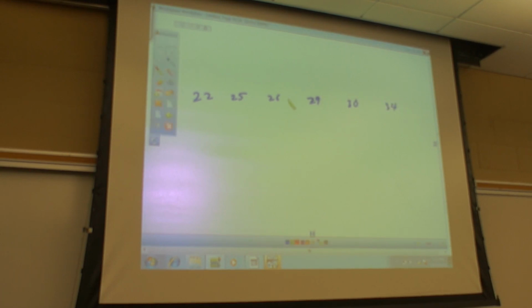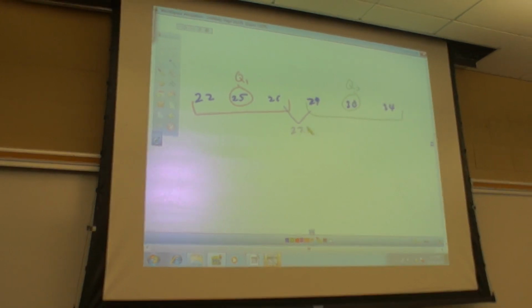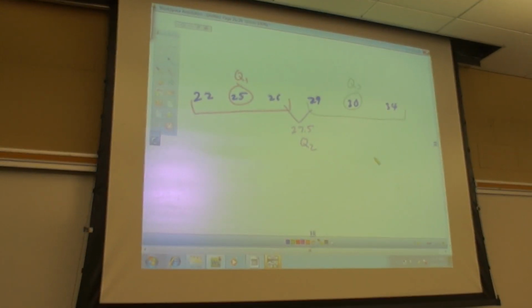So here I'm going to split my data perfectly in half. Find the median of the lower half, that's my Q1. Find the median of the upper half, that's my Q3. And to find the median for all of it, I have to average those two. So 27.5, that's my Q2.